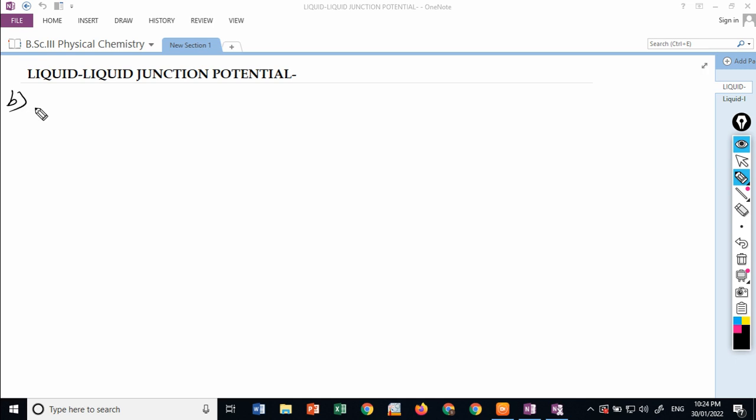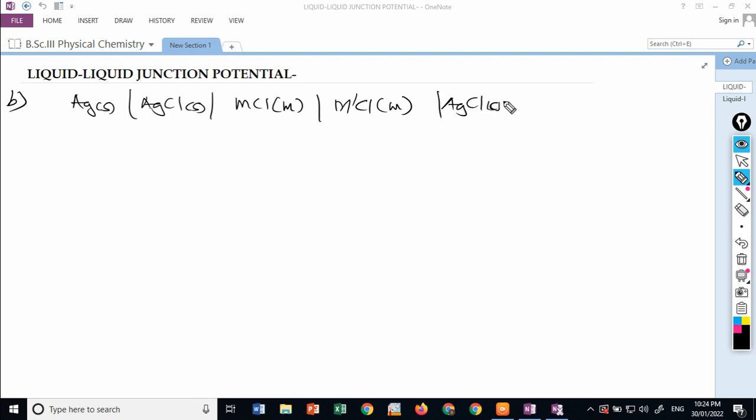Now consider the cell with transference of the type like this: Ag solid, AgCl solid, MCl, that is metal chloride, metal halide having molality M, then M dash Cl, that means only the metal is changed, the anion remains the same, with molality M dash. Here AgCl solid, silver solid, so this is a silver chloride electrode.